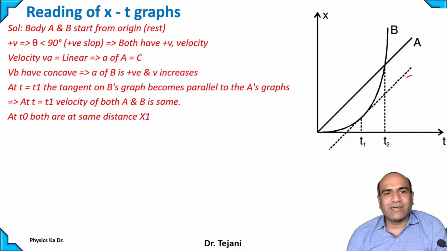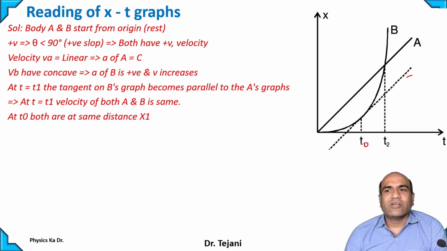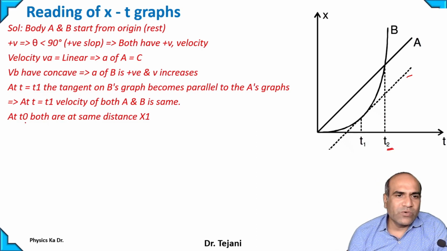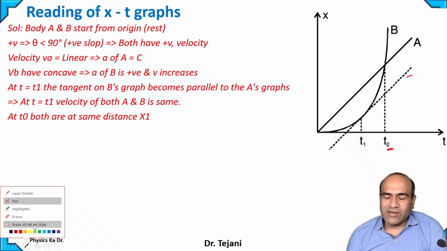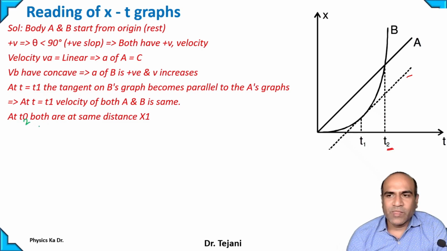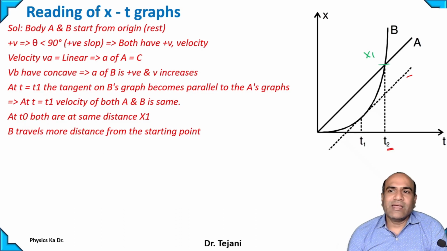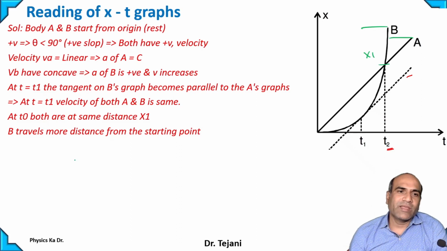Then next, at T0, both are having the same distance x1. So it is not here. We can say T0, fine. Not this position, at this position T2. So it should be at T2. At T2, both are having similar distance travelled. This is T2. Let's call this X1. And B travels more. Yes, of course, B is travelling more compared to A.